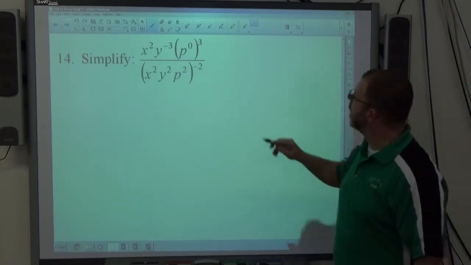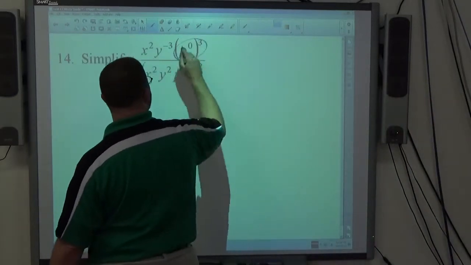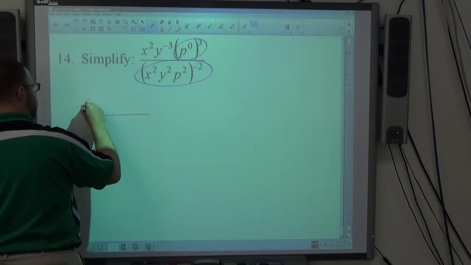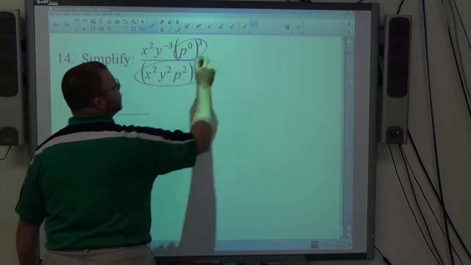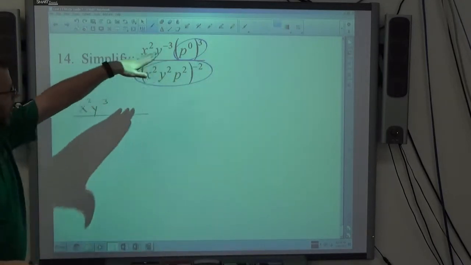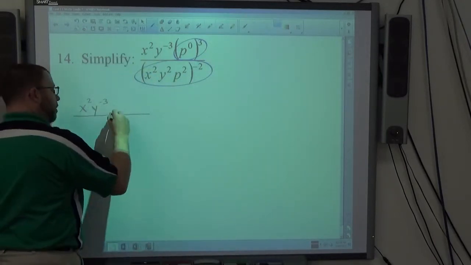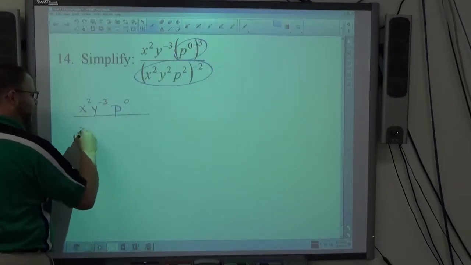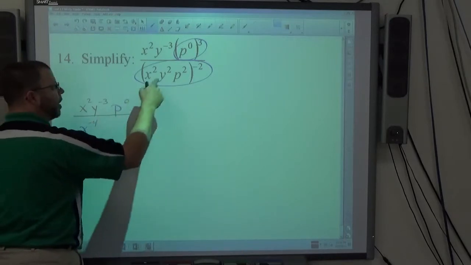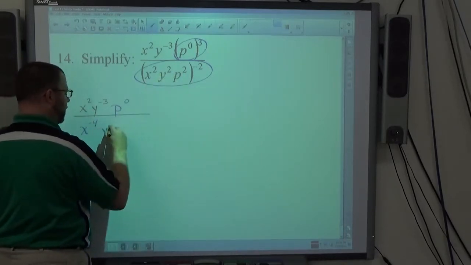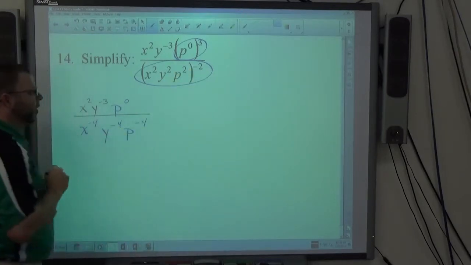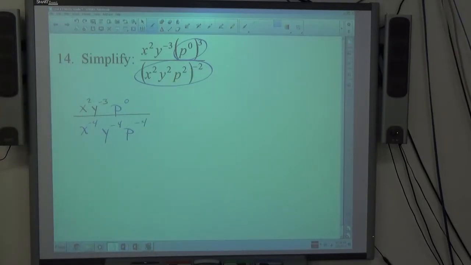Same deal here. First thing I'm going to focus on is this and this. So the x to the second, y to the negative third is being left alone. If I deal with all the power to power situations, the base stays the same, 0 times 3 is 0. Base stays the same, 2 times negative 2 is negative 4. Every inside power times the outside power, the bases stay the same.